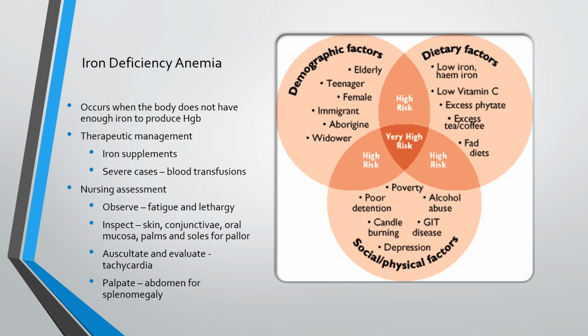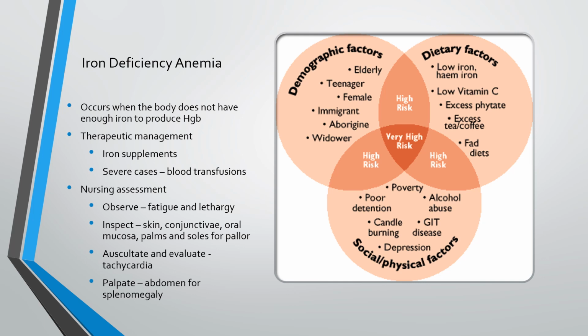As far as nursing assessment, we're going to start with that history. We can ask about risk factors, we can evaluate the diet history, and then we're going to observe for any fatigue or lethargy, remembering that we don't have enough red blood cells, right? So oxygenation is low, meaning it's going to make us very tired. It's going to make us feel very lethargic.